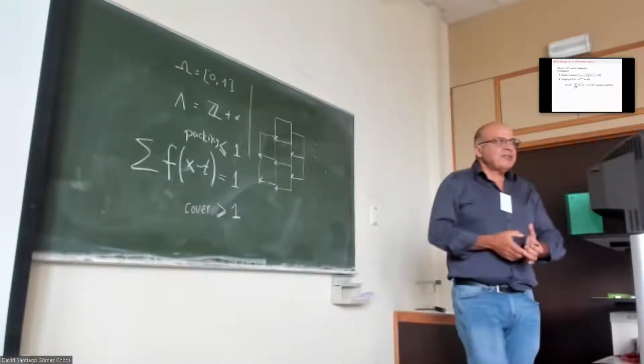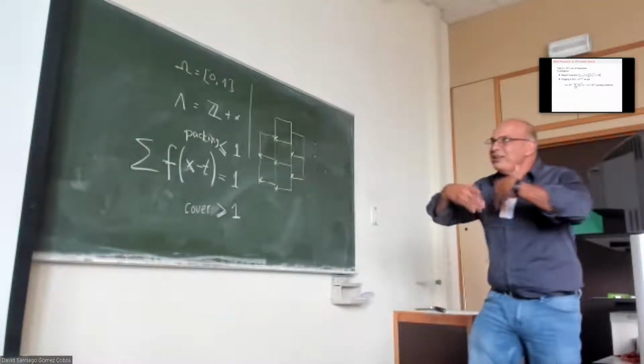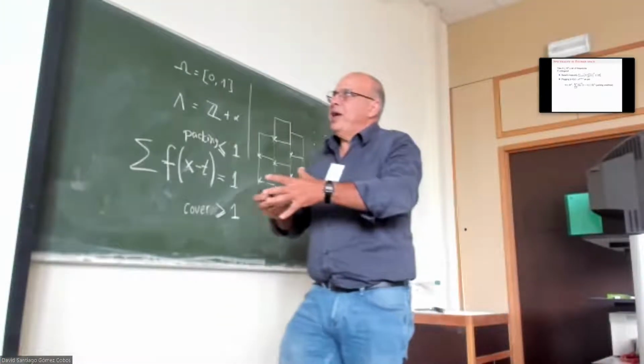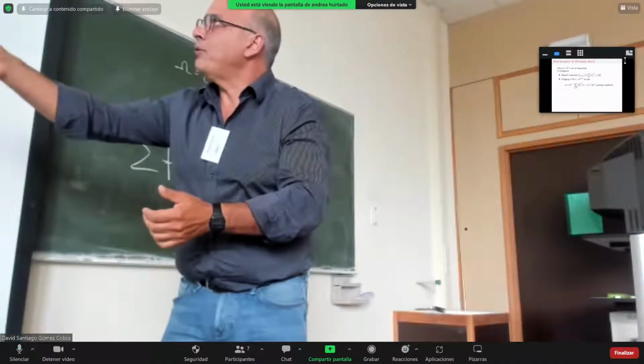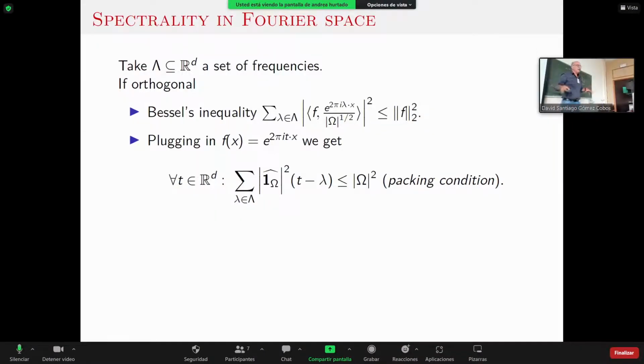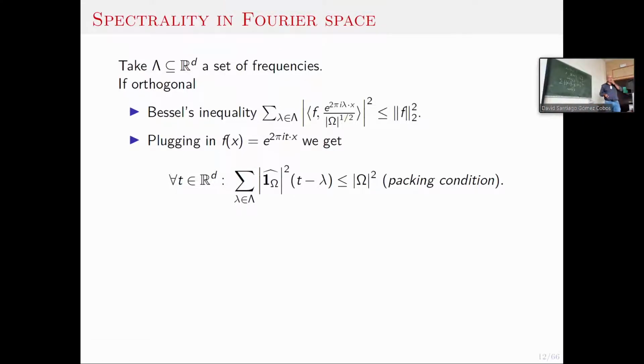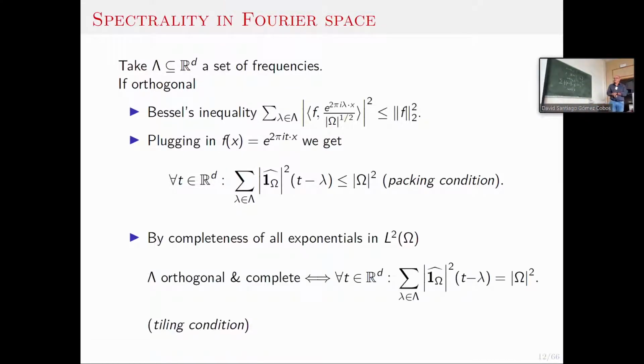So orthogonality translates into a packing situation. I take my function, the power spectrum of omega. I translate it around, and I never exceed level 1. That's orthogonality. And what is completeness? So to have a basis, you need orthogonality, you also need completeness. What's completeness? Well, for completeness, Bessel's inequality must become an identity, an equality. That's when you have completeness.